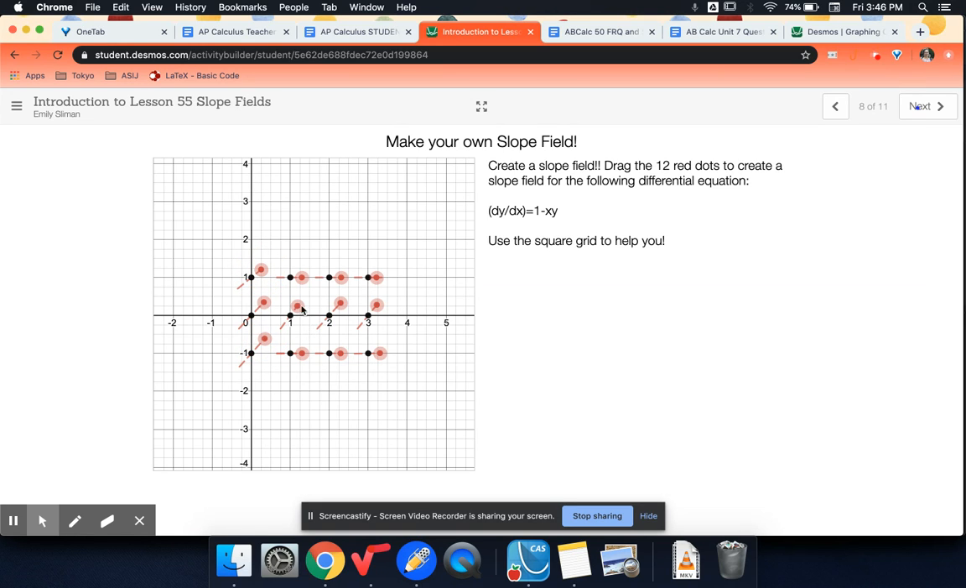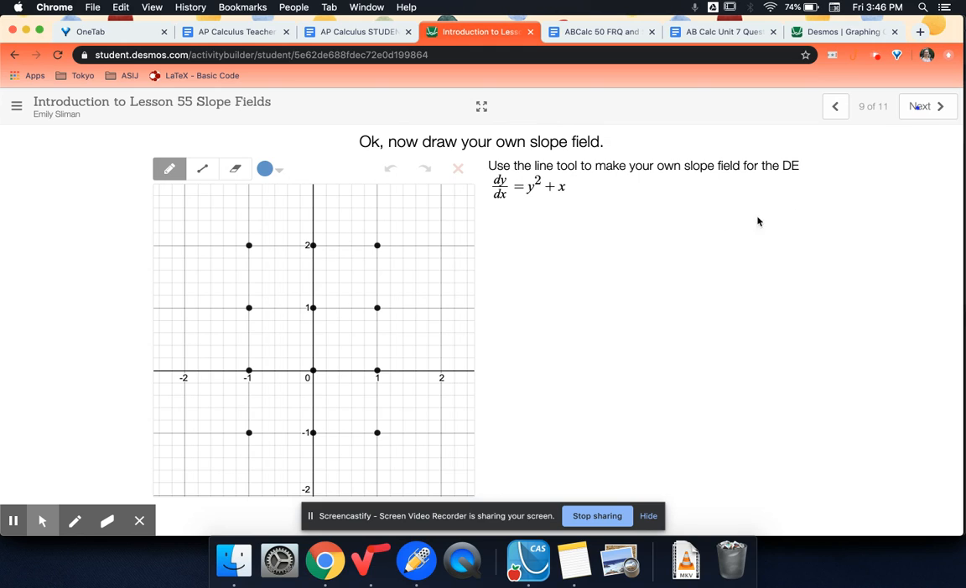Okay. So now if x is 1 and y is 1, then I get 0. If x is 1 and y is negative 1, I would get 2. So there's my slope of 2, etc. So you can go ahead and finish that. And then over here, you have one to do all on your own. You're going to have to draw your own sketches using your tools. So again, just plug in your x's and y's to figure out what your slopes are.